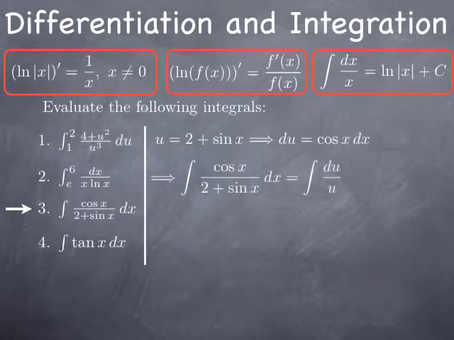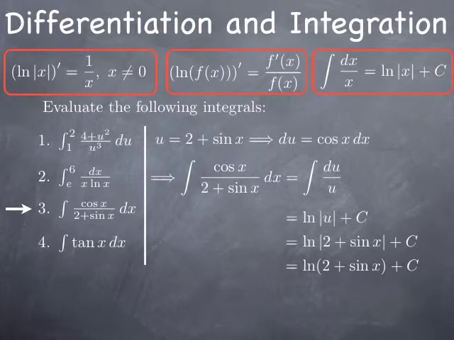So using this substitution, we rewrite our integral as the integral of du over u, and an antiderivative of 1 over u is natural log of absolute value of u. So that's what we obtain up to some constant. Rewriting what u is, it's 2 plus sine x that we have under an absolute value. But in this case, we can drop the absolute value because sine x is between negative 1 and 1. And therefore, when we add 2, we get something that is always positive, so we can drop the absolute value.